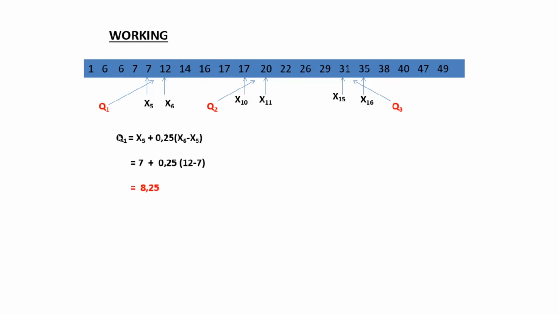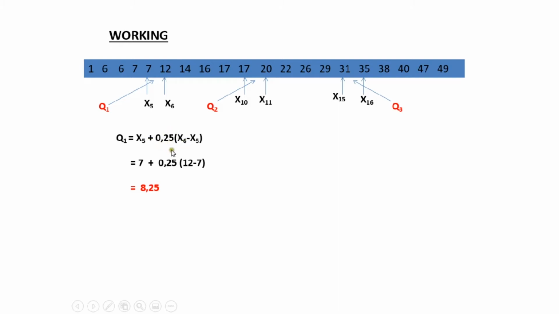Therefore, Q1. Now, you can see that to find Q1, we have to say the value on position 5 plus 0.25 of the space between the value on position 6 and the value on position 5. Now, where do we get this 0.25? You will remember in the previous slide, we said the position of Q1 is 5.25. 5.25 is found by adding 5 plus 0.25. This is where the 0.25 comes from.